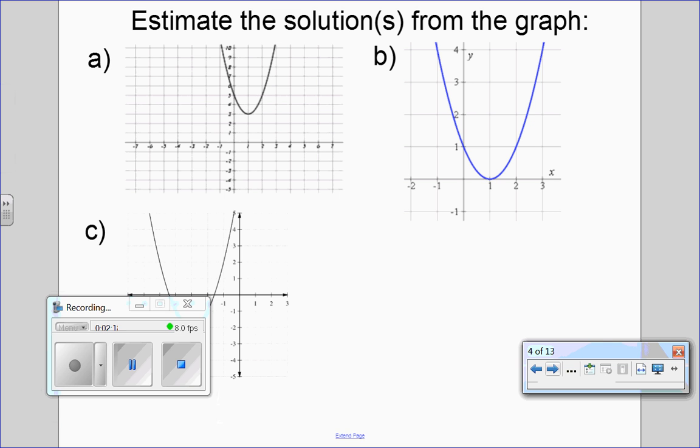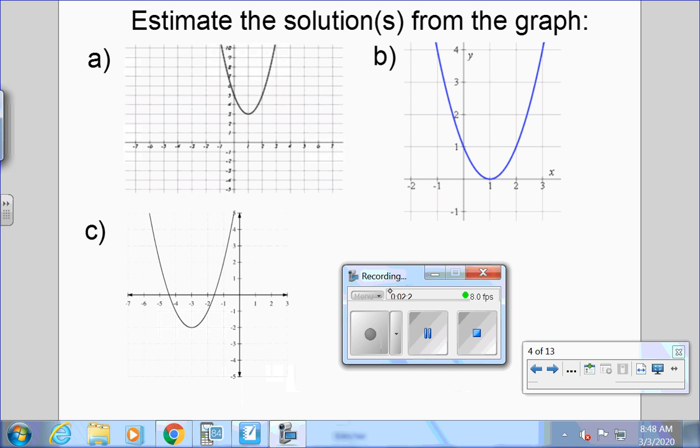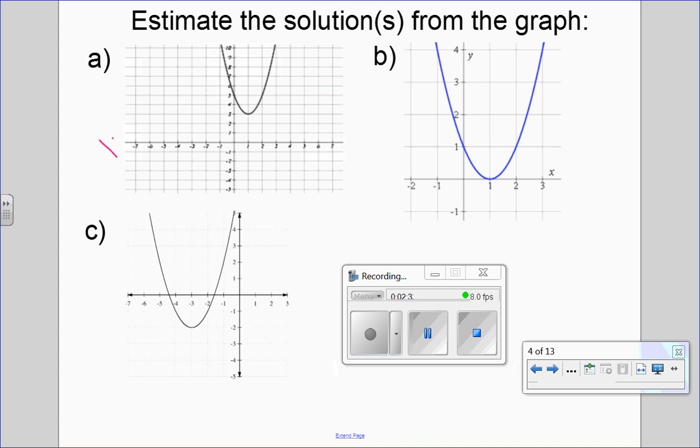Okay, let's just estimate the solutions from these graphs. Nothing to do on Desmos here. What do you think for graph A? Where are the x-intercepts? X-intercepts is where we touch the x-axis. This is our x-axis. There are none. Very good, Brad. So there are no solutions. Every so often you'll have this scenario with no solutions. What about part B? Where are the x-intercepts? X equals 1 right here. So you would say that x equals 1 is the solution. And then C?